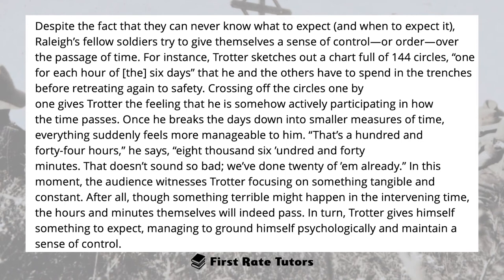Despite the fact that they can never know what to expect and even when to expect it, Rally's fellow soldiers try to give themselves a sense of control or order over the passage of time. For instance, Trotter sketches out a chart full of 144 circles, one for each hour of the 6 days which he and others spend in the trenches before retreating to safety, and he crosses off the circle one by one, which gives Trotter the feeling that he's somehow actively participating in how time passes.